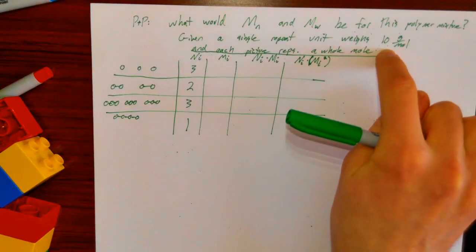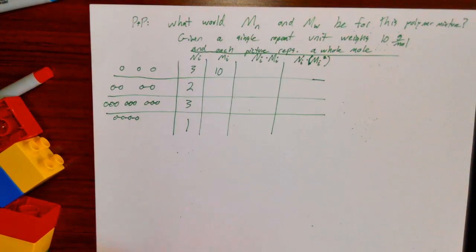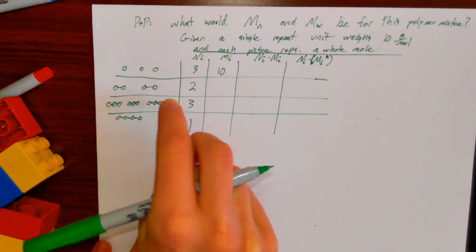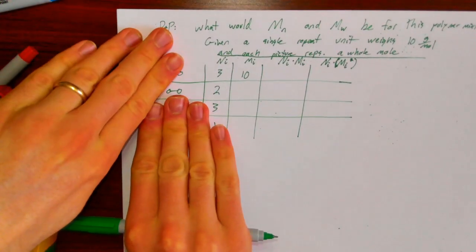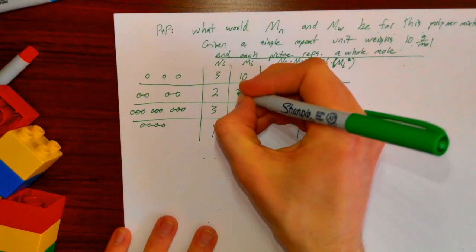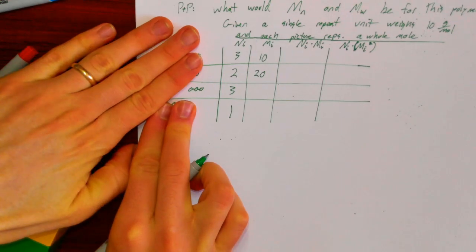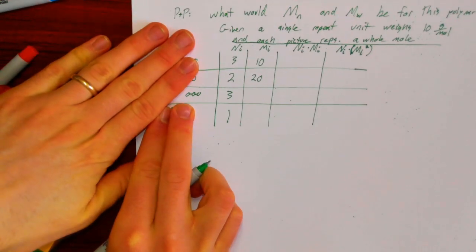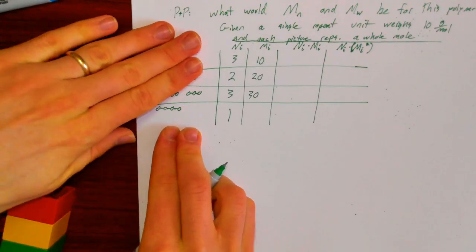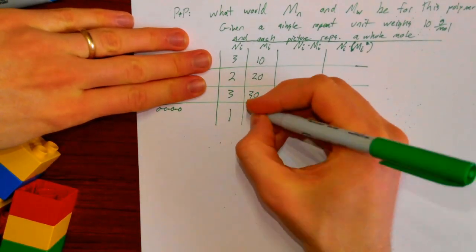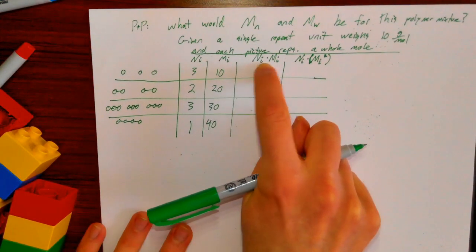We know the repeat unit is 10 grams per mole, so each of these has just 1 repeat unit, so that's 10 grams per mole. A single molecule of chain length 2 has 2 repeat units, so it's 20 grams per mole. A single chain of the triplet would be 30 grams per mole, and a single chain of the quad would be 40 grams per mole.